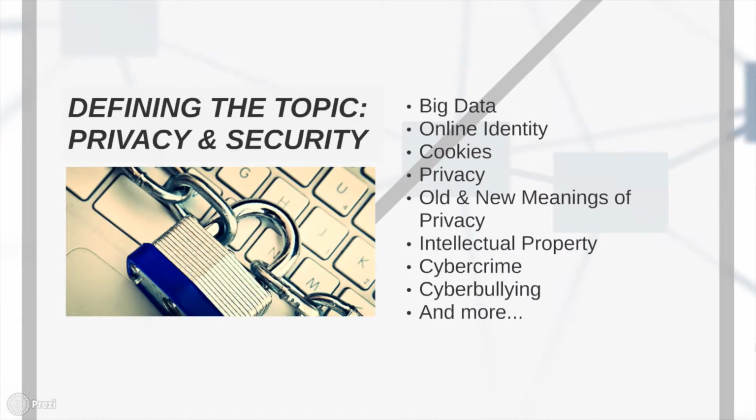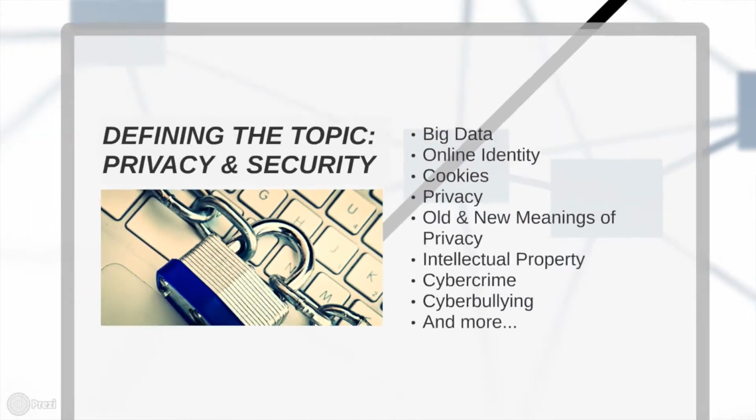Internet privacy and security is a wide-ranging topic and consists of many subcategories, which include but are not limited to big data, online identity, cookies, privacy, intellectual property, and cybercrime. Keeping our audience in mind, we will create a collection of articles that are informational, instructional, and help high school students transition into the working world.